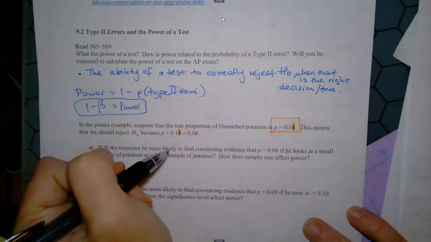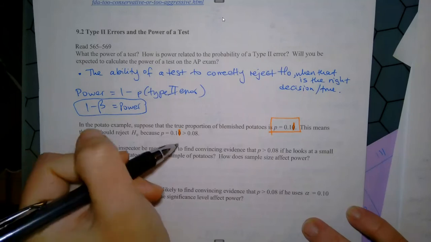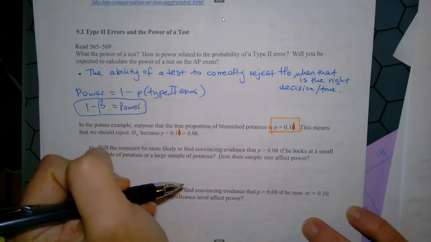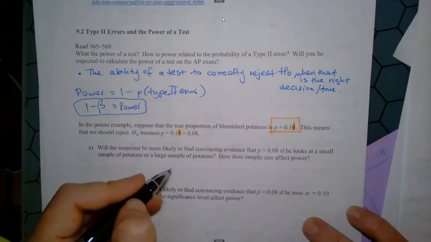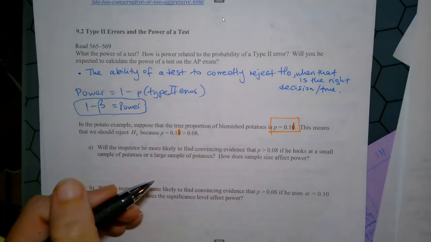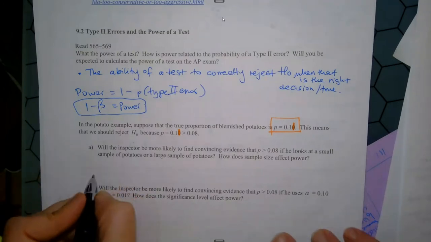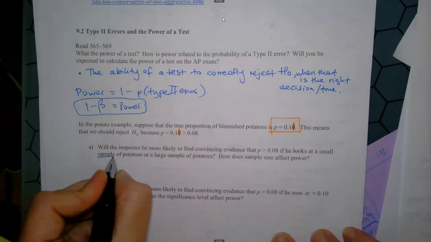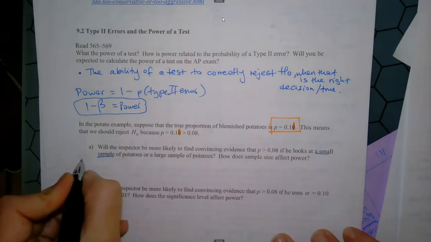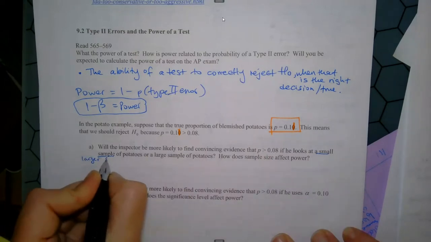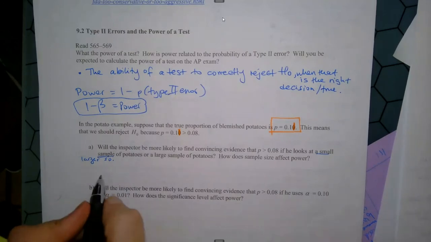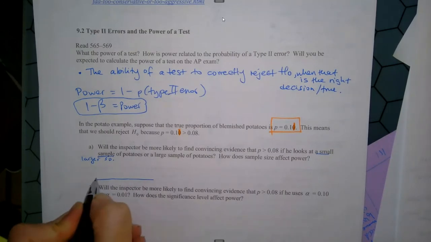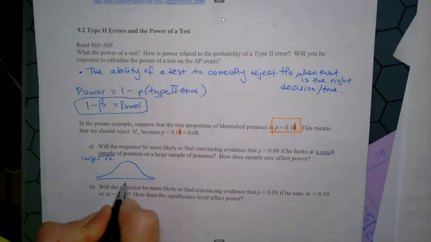It's 11% blemished. So will the inspector be more likely to find convincing evidence that the truckload is bad if he looks at a small sample of potatoes or a large sample of potatoes? One way to think about this is, if you have a small sample of potatoes, you're going to have a larger standard deviation, which means your graphs will be wider. So let's say there's the graph of numbers you would expect to see if the null is true. That's going to be centered at 0.8.